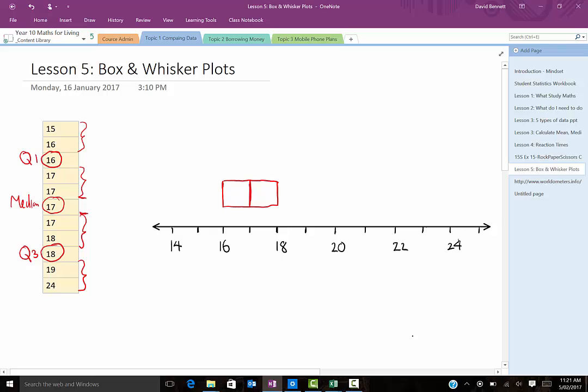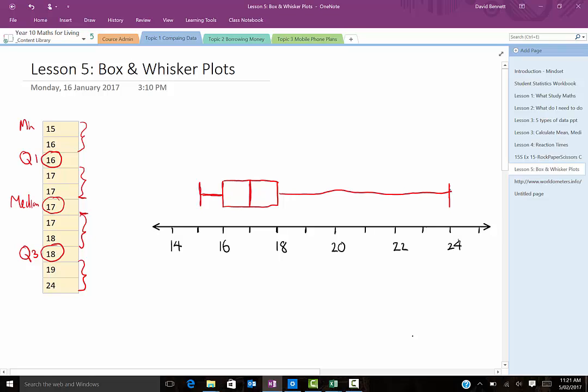Then we do our next part of the plot, which is our min value. That's what our min value is. And then we do our max value. Our max value is 24. So this person, when they did their data for that one there, that's almost an outlier. There was only one value that's sort of out that way.